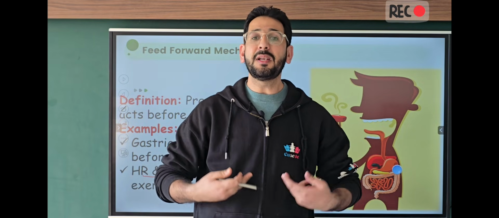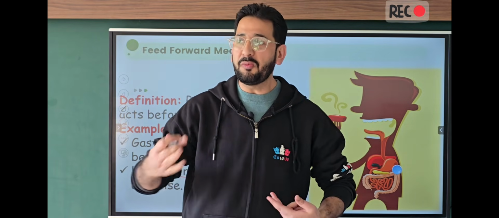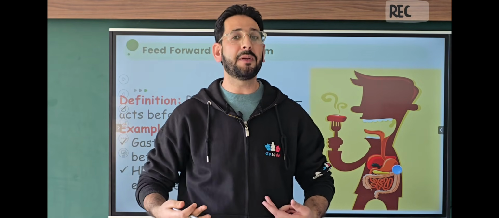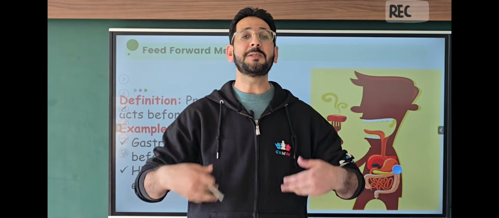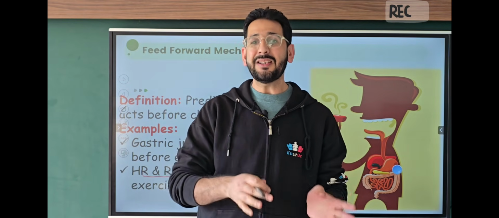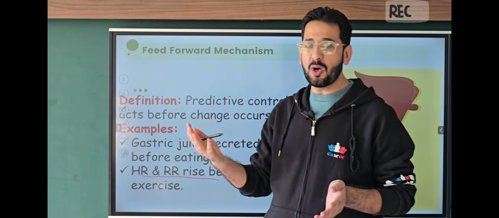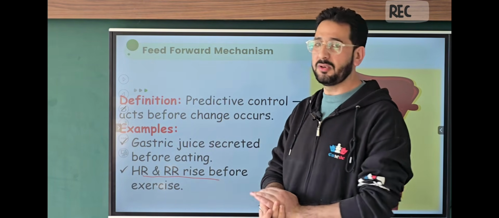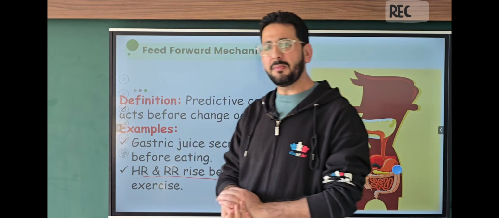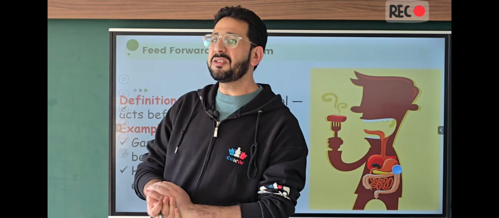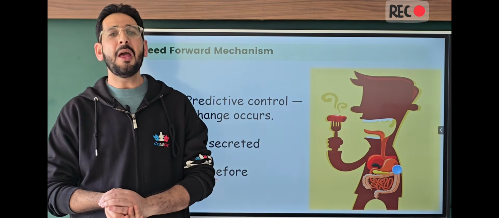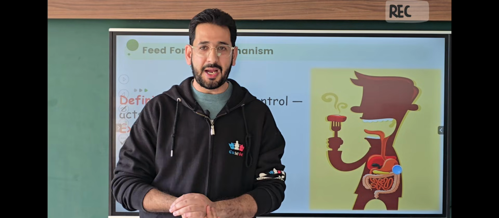So our body will, in advance, before that physical activity, what will happen? Our heart rate will increase, our respiratory rate will increase. That is the predictive control, and that is before the change has occurred. That is called the feed-forward mechanism. Now, this feed-forward mechanism is kind of that intelligent version of the homeostasis, because it gets better over time.